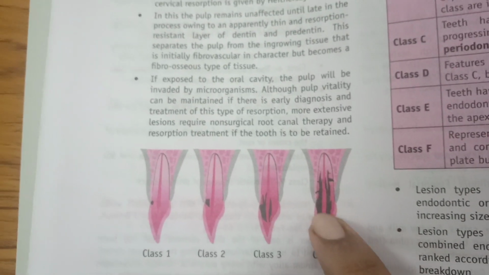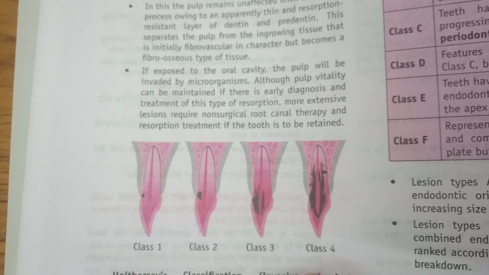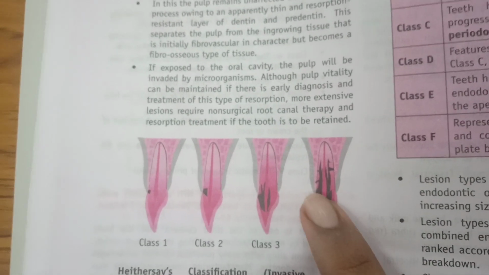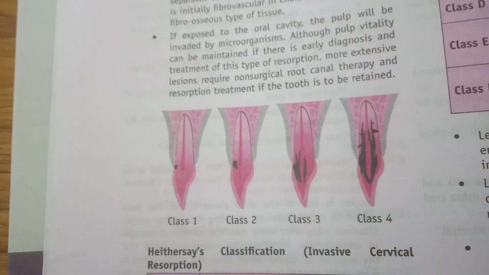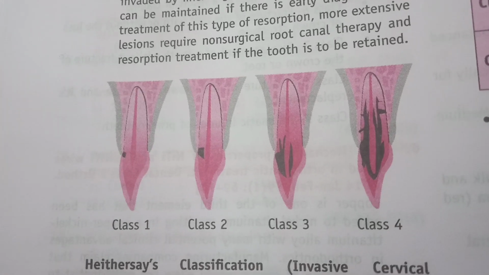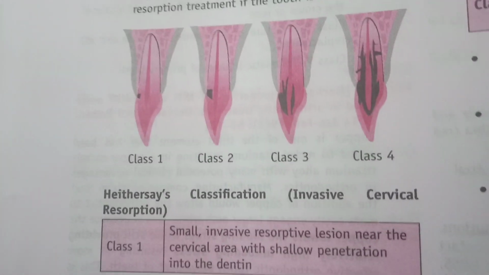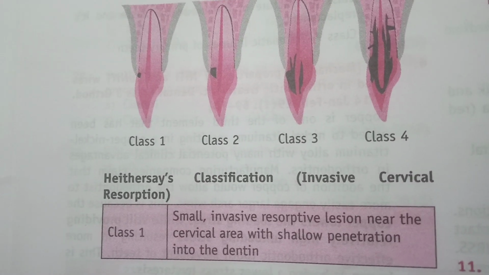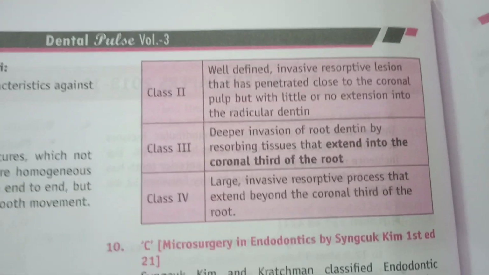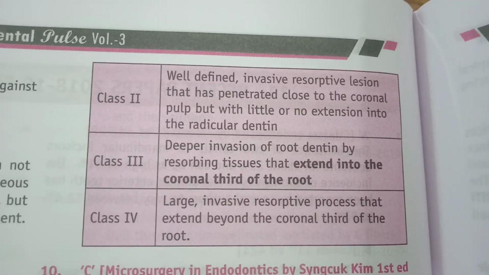Now this is, you can see, a large invasive resorptive process that extends beyond the coronal third of the root. So it extends beyond the coronal third of the root. So you can take a snapshot for better understanding. Now classification, this is class 1. Take a snapshot. Now these are class 2, class 3 and class 4. I just read it out.